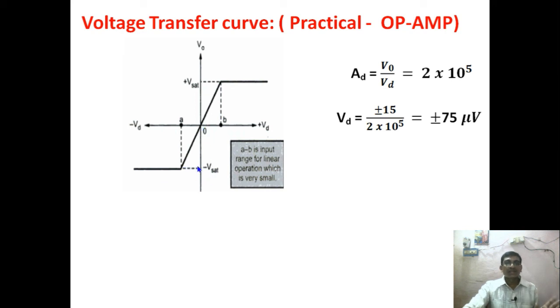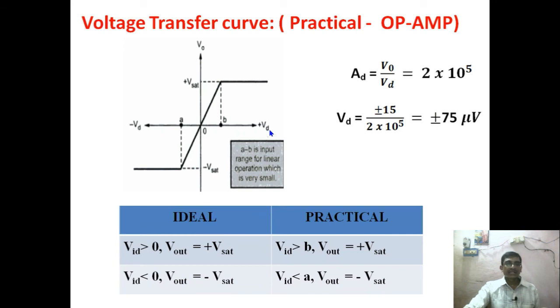On the negative side, if our input voltage goes beyond minus 75 microvolts, then it will be minus V saturation. Therefore, the linear range of operation, where the op amp works as an amplifier, is only in this small range: 75 on this side and 75 on this side, which is 150 microvolts. If the difference between V1 and V2 is within 150 microvolts, then only we will get the linear range of operation of the op amp. Otherwise, we won't get anything.